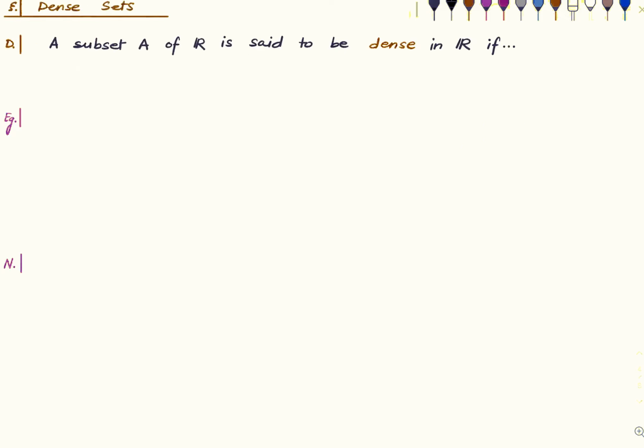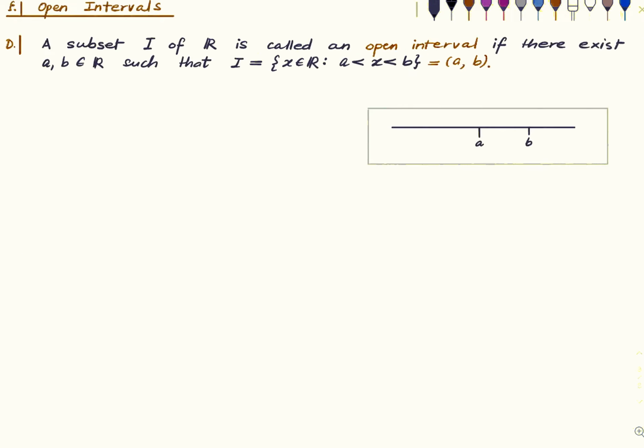So now we define the main concept of this lecture. A subset A of R is said to be dense in R if for each open interval, so just give me 1 second. Here I forgot to say a less than b. So here I wanted to say a less than b. Otherwise, this set would be empty. And we do not want to regard the empty set as an open interval.